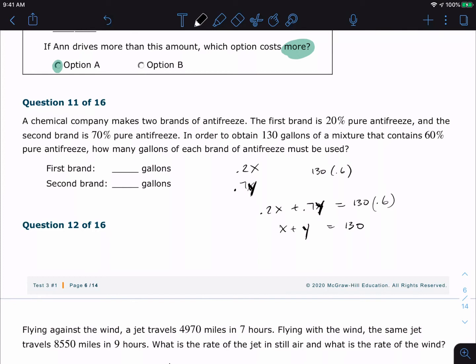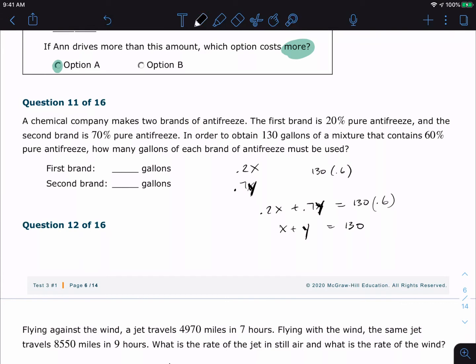Yeah, that makes sense. And then the mixture of them together needs to have a mixture that's 0.6 or 60% pure antifreeze. So just by looking at 0.2 and 0.7, since it's closer to 0.6, that tells me that I should have more of the 0.7 mixture. Okay? So the second brand should be a higher number because my mixture is closer to that percentage. Does that make sense?